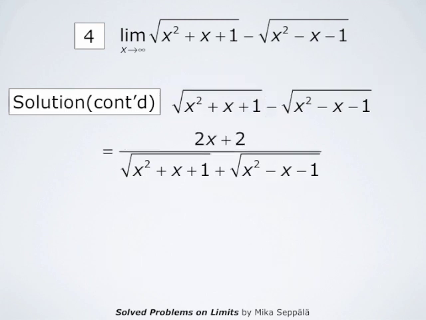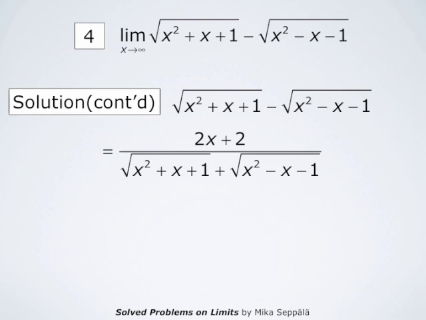So we have found the rewriting. The square root of x squared plus x plus 1 minus the square root of x squared minus x minus 1 is 2x plus 2 divided by the sum of the square roots. We have to compute the limit of this expression as x approaches positive infinity. The original expression had the problem that direct substitution yielded infinity minus infinity, which is not a number. Direct substitution in this rewritten version yields infinity divided by infinity, which is not a number either. So still a rewriting is necessary.